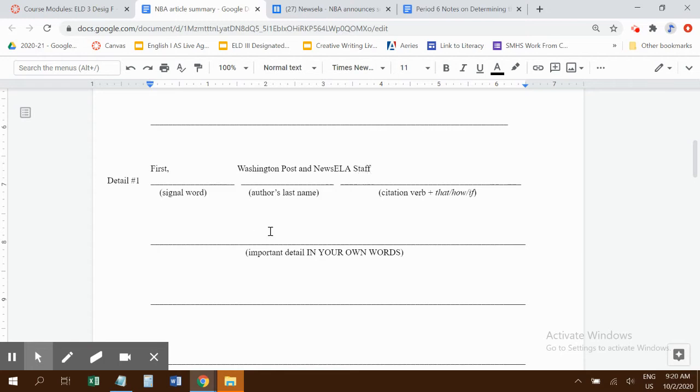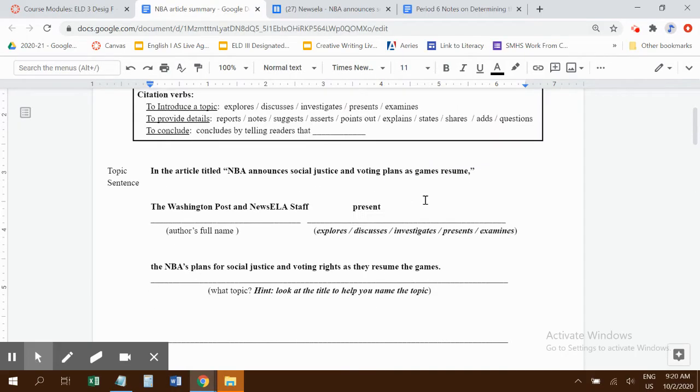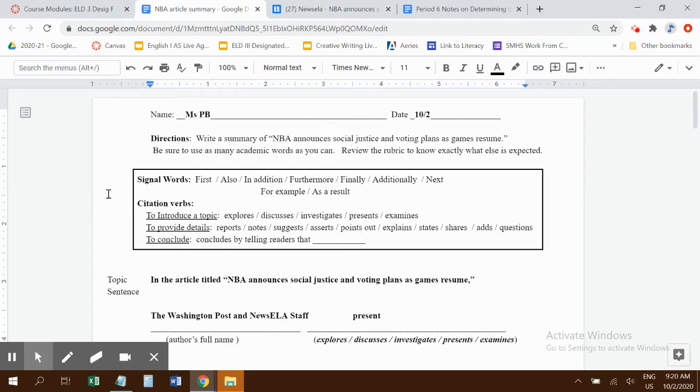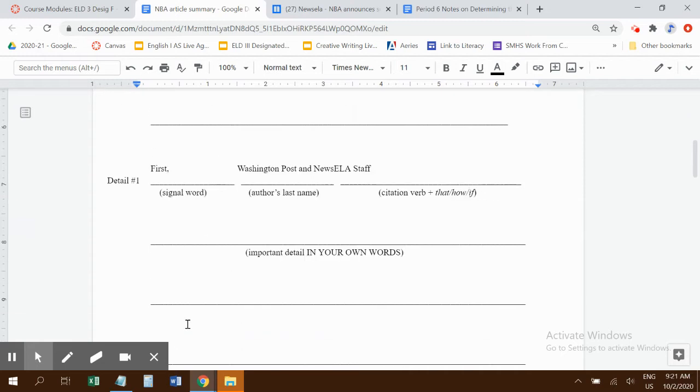Then I need a citation verb. So I don't know what citation verbs are. Okay, cool. So this gives me a bunch of ideas. Here's one to introduce a topic. Now I already introduced my topic. Right now I want to provide details. So I'm going to pick one of these. Let's see, I'm going to use reports because it's a news article. So it makes the most sense to me. Washington Post and New Zealand staff report, because it's two of them.